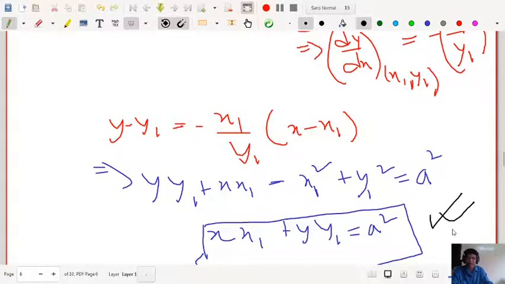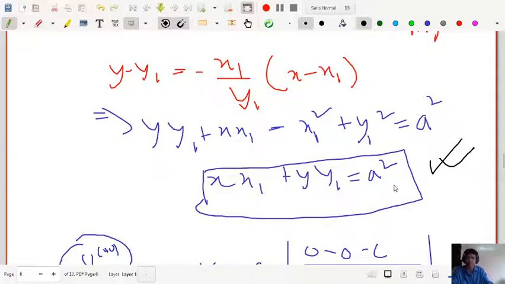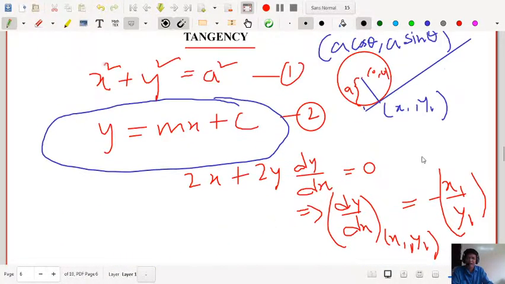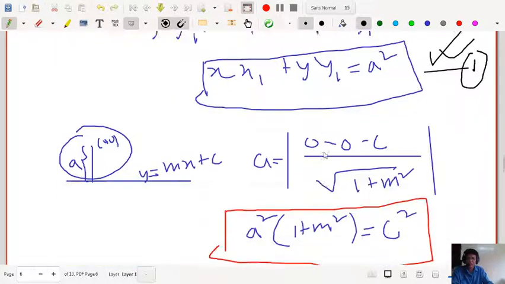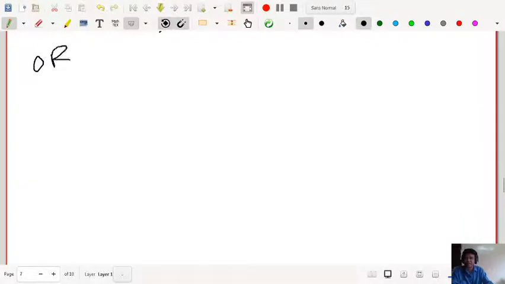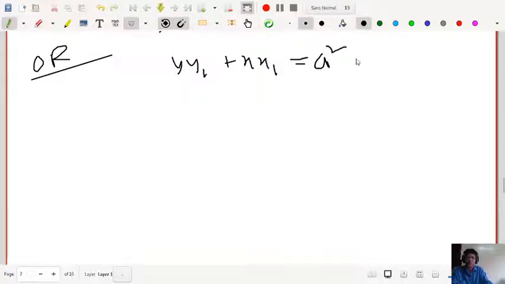You can get the tangents, and you can eliminate. In this case, you can take the ratios of, actually, this is the tangent. Let us suppose this is the tangent, and according to the question this is the tangent. So let us compare them. If you want to use your calculus, so yy1 plus xx1 equals a square. This is the tangent, and according to the question, y minus mx equal to c. This is the tangent.